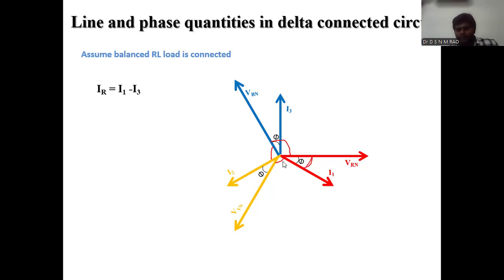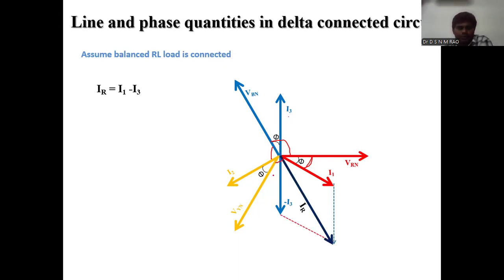I1 is the R phase current. Similarly, I2 is the Y phase current. I2 lags the Vy, and similarly I3 lags the Vy, because we assumed that the load is inductive. So now I want to draw the line current IR, the vector sum of I1 plus minus I3, by using the parallelogram method.